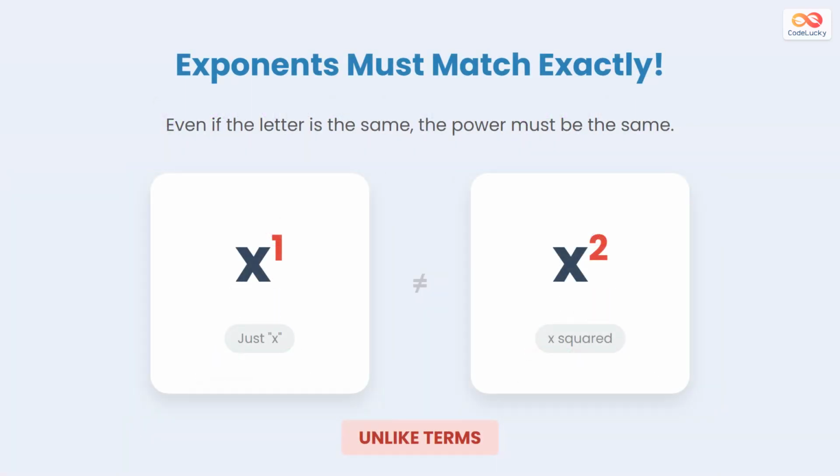Be careful with exponents. Even if the letter is the same, the power must match too. x is not a like term with x squared. Think of them as completely different shapes or objects. You cannot combine them.